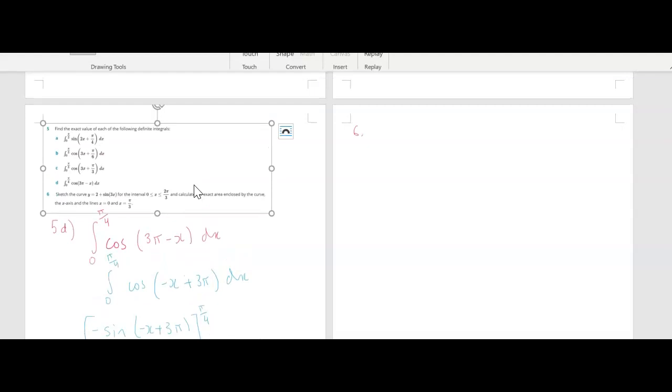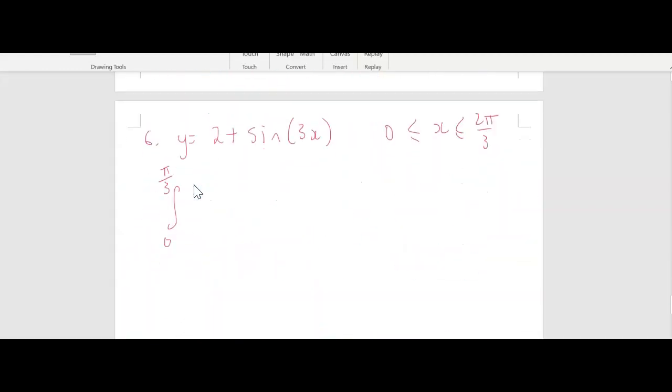So we've got y equals 2 plus sine 3x. And then we're going from 0 to 2 pi on 3. And we're finding the exact area enclosed by the curve, the x-axis, and x equals 0 and x equals pi on 3. So we're going from 0 to pi on 3. Now, first of all, we've got to make sure we know whether it's negative or positive.